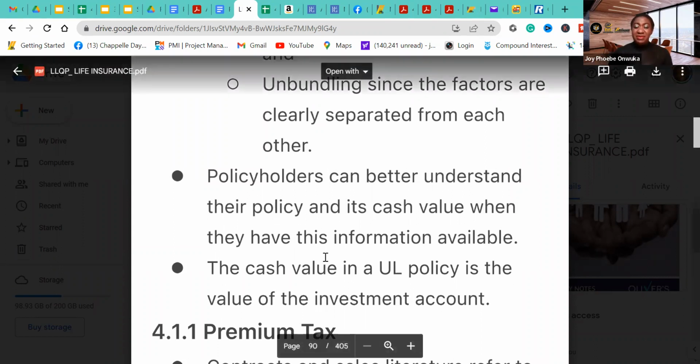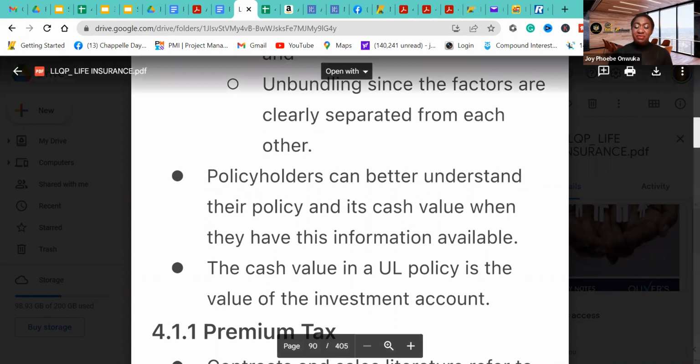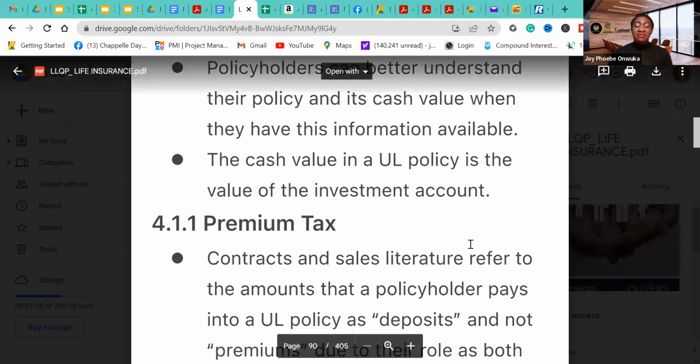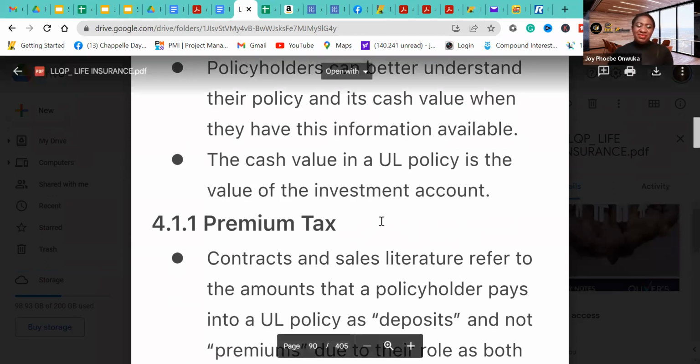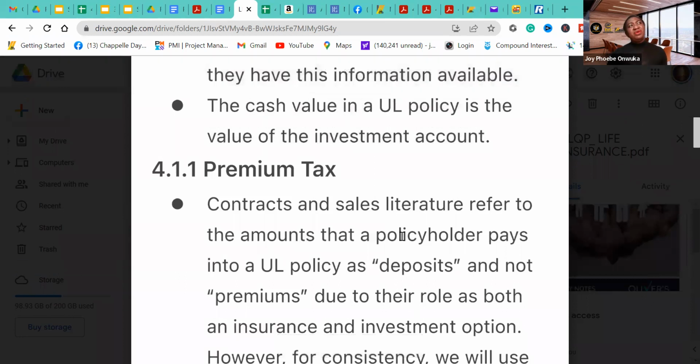Policyholders can better understand their policy and its cash value when they have this information available to them. The cash value in a universal life policy is the value of the investment account. Wonderful. And that's why when we run an illustration, we are able to show people the cost of insurance, and then their cash value.